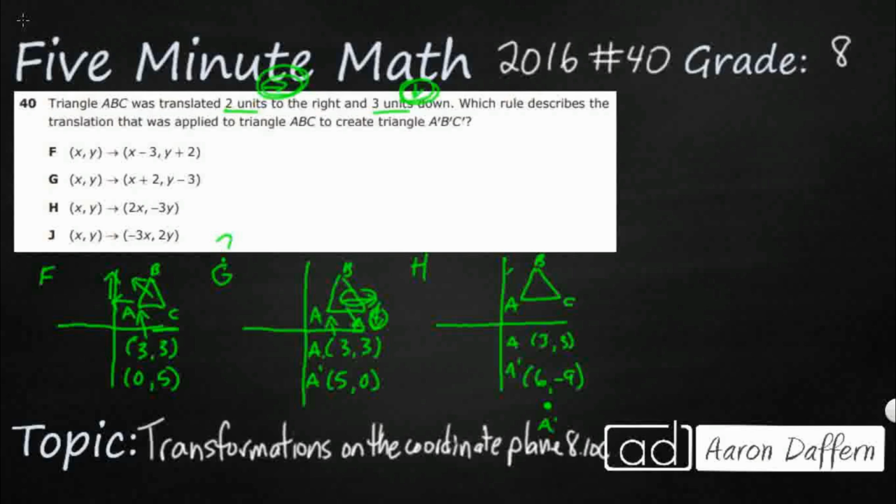But here's the problem. If I were to do the same thing with B and C, it's going to expand. Because look at this, I'm multiplying. When you are multiplying your x's or your y's or both, it's actually called a dilation. You're going to expand it. The negative just flips its axis. But since I'm multiplying by a whole number, if I were to do B and C, they'd be way down here.